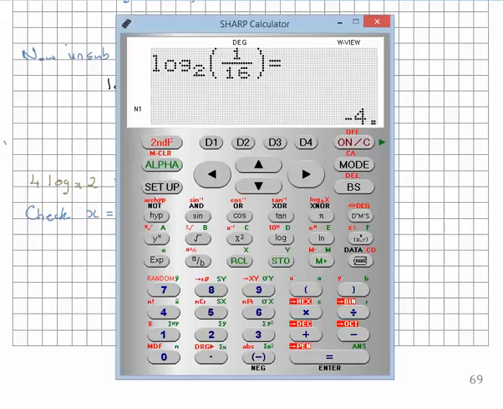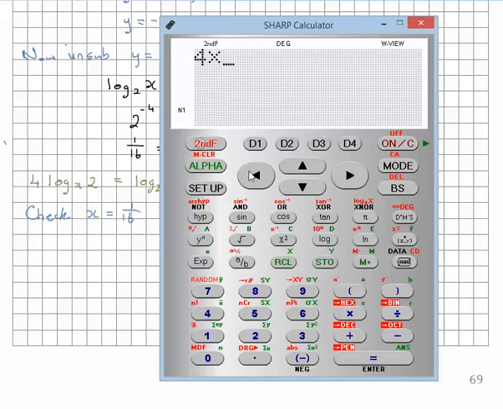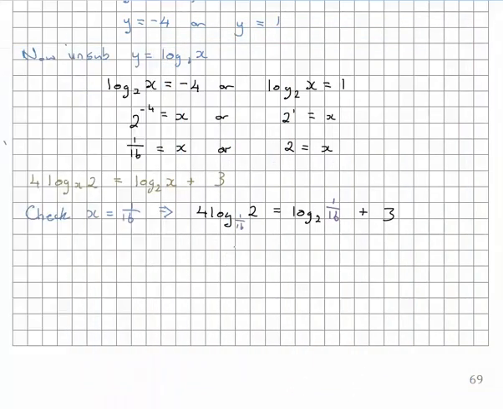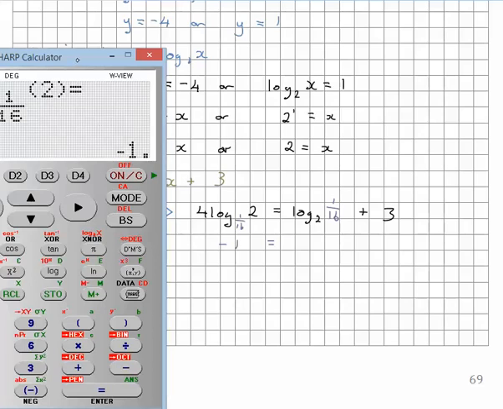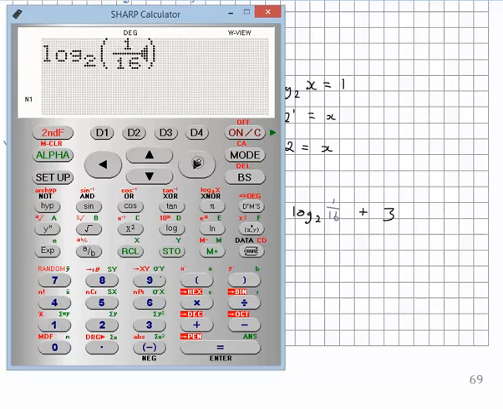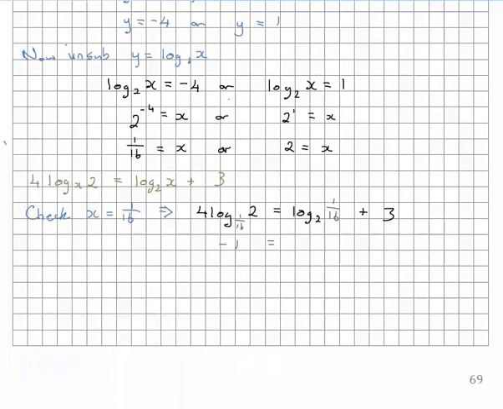On my calculator, it's 4 times second function pi, and the base is 1/16, and the argument is 2. That gives me -1. So it's -1 there. Now log base 2 of 1/16 plus 3. Let's check that. Log base 2 of 1/16, the base is 2, and this time the argument is 1/16. That's -4, and that gives me -1. It's -1, so that's good.